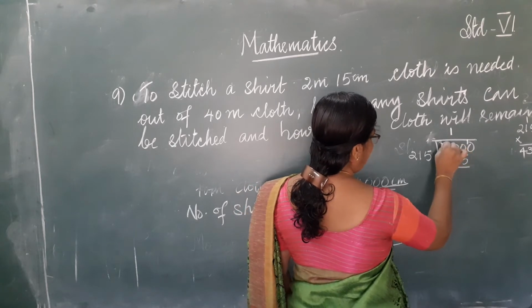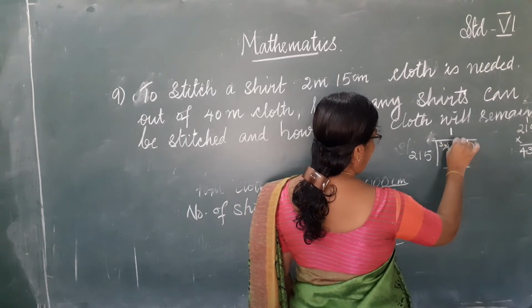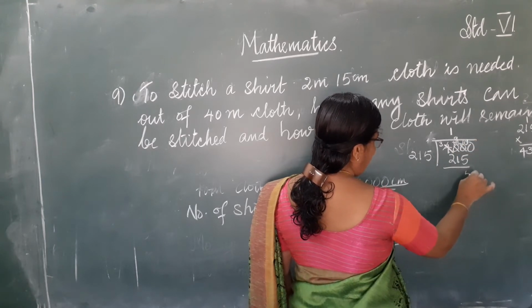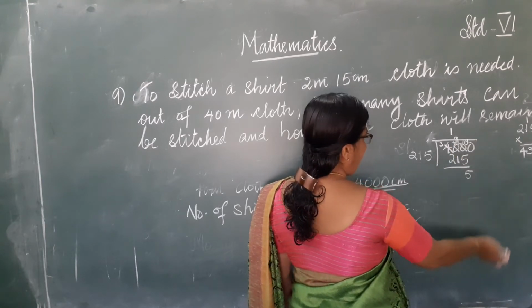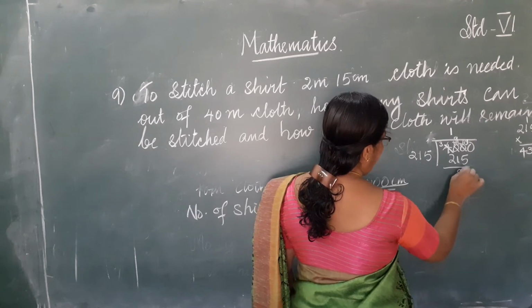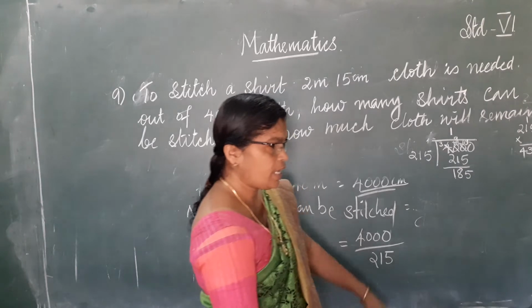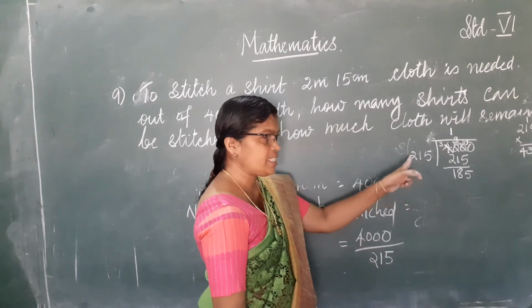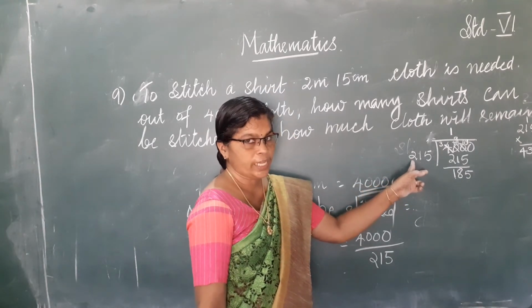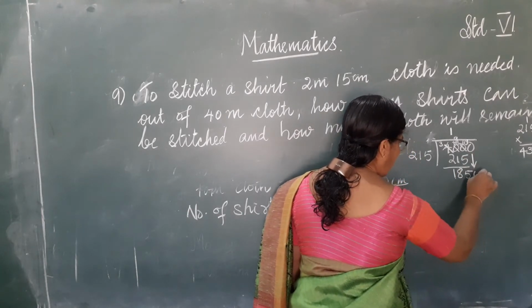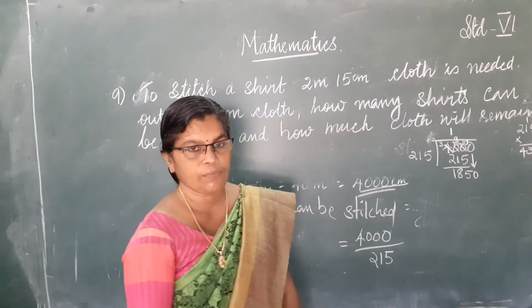Then cut. It will be 3. 10, cut and it will be 9. So 10 minus 5 is 5. 9 minus 1 is 8. Then 3 minus 2 is 1. 185. Here 185, the remainder is less than 215. Okay. Then what you have to do? You bring 0 down. Now it is 1850.